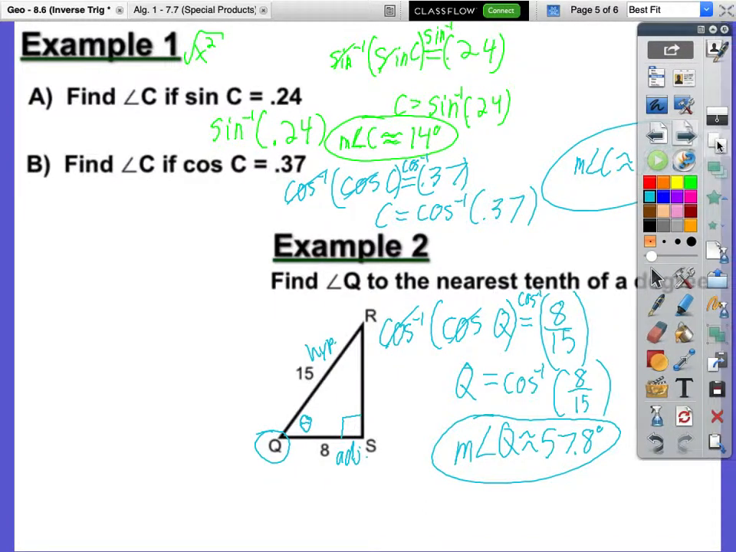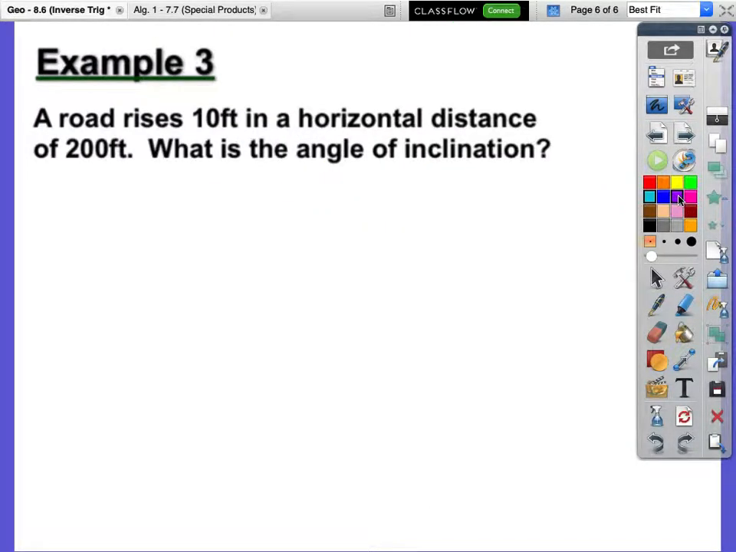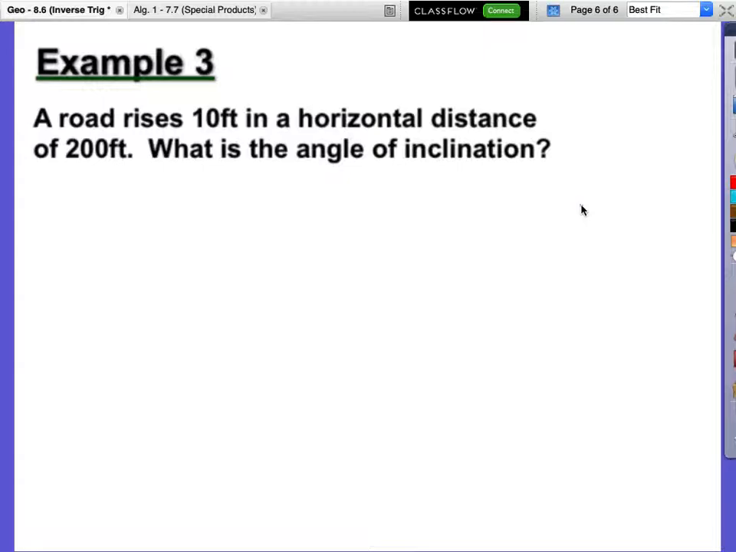Okay, let's look at example 3 right now, please and thank you. A road rises 10 feet in a horizontal distance of 200 feet. What is the angle of inclination?